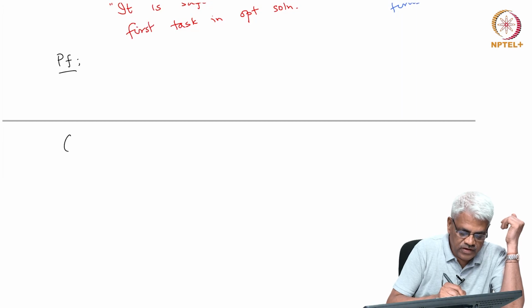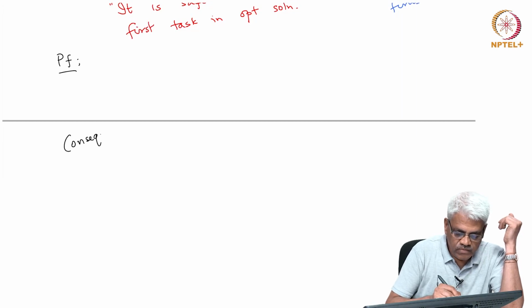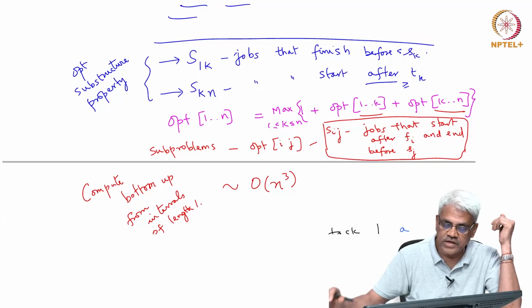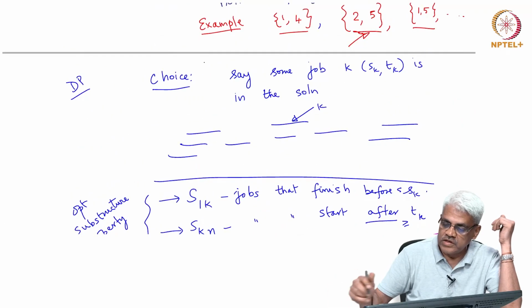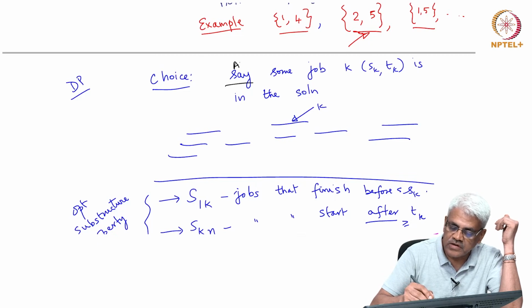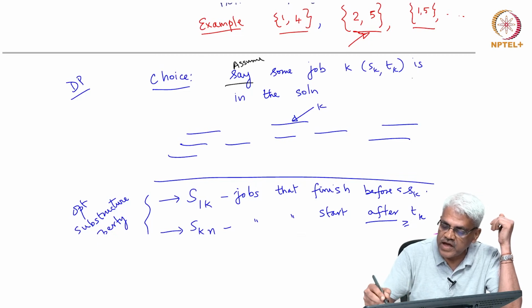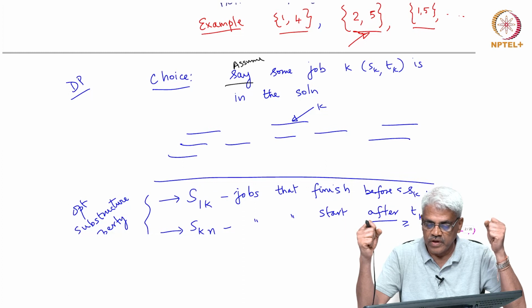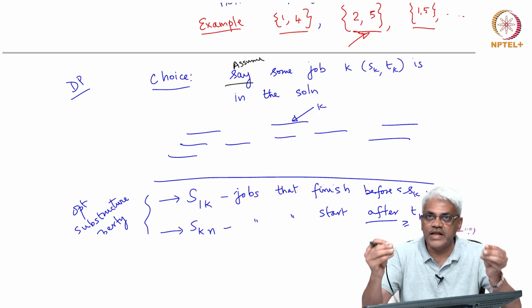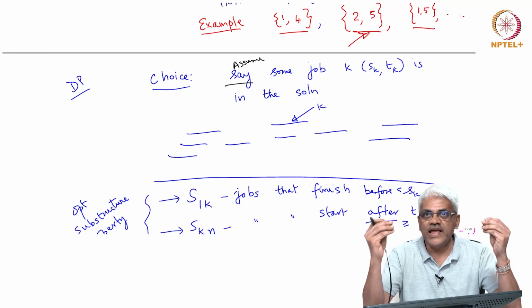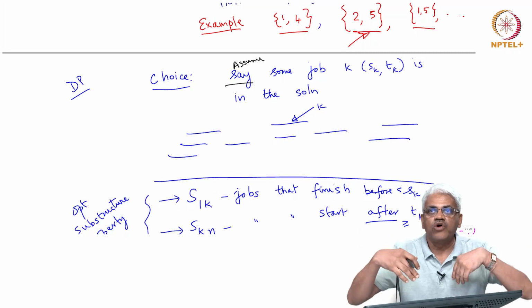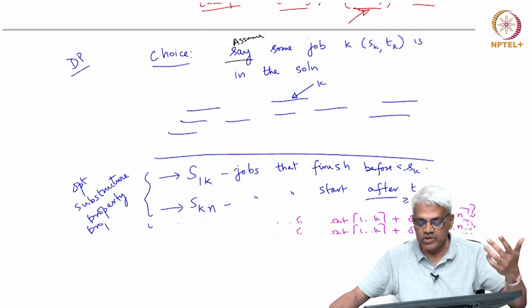The consequence is that, remember, how did we do dynamic programming? We said we'll assume, so this is like an assumption, some job k is in the solution, then you can break up my remaining problem into some recursive subproblems. But now here it is saying you do not have to assume. I am telling you it is safe to assume that job 1 is in the solution. There exists an optimum solution that contains 1. So that means you do not have to try all possible choices of k, right?